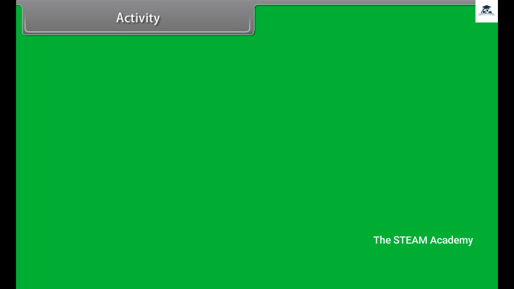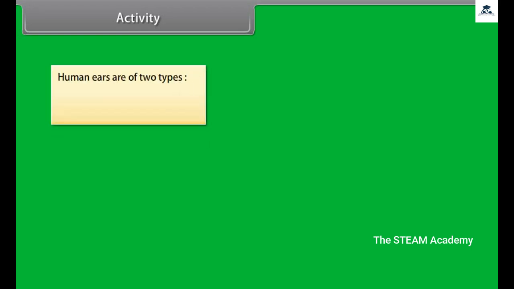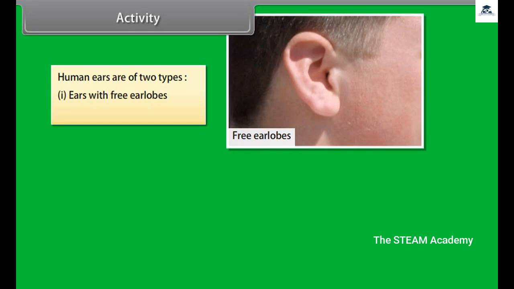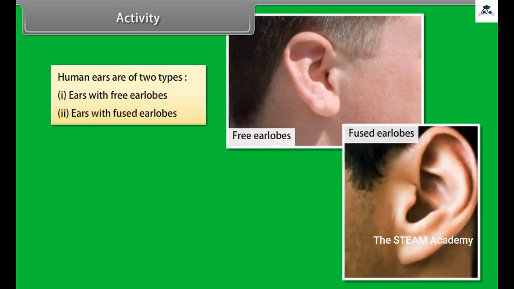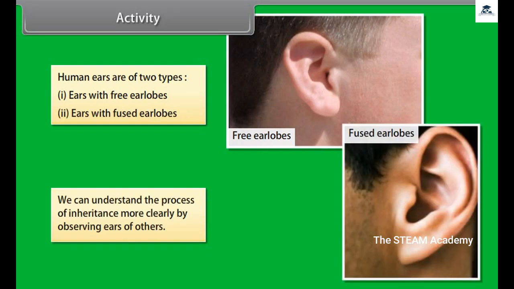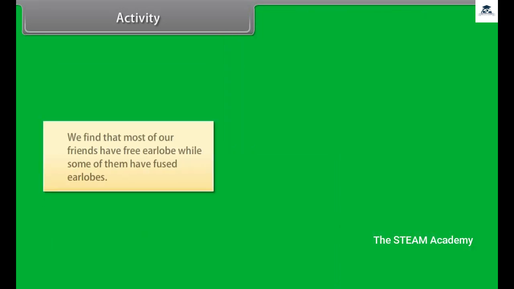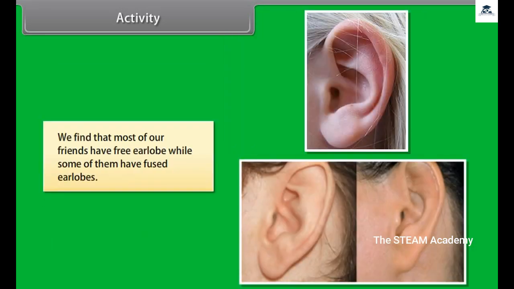Activity. Human ears are of two types: ears with free earlobes and ears with fused earlobes. We can understand the process of inheritance more clearly by observing the ears of all the students in the classroom. We find that most of our friends have free earlobes, while some of them have fused earlobes.